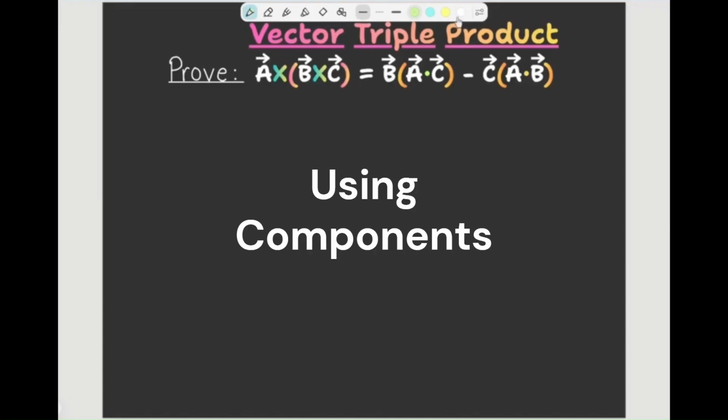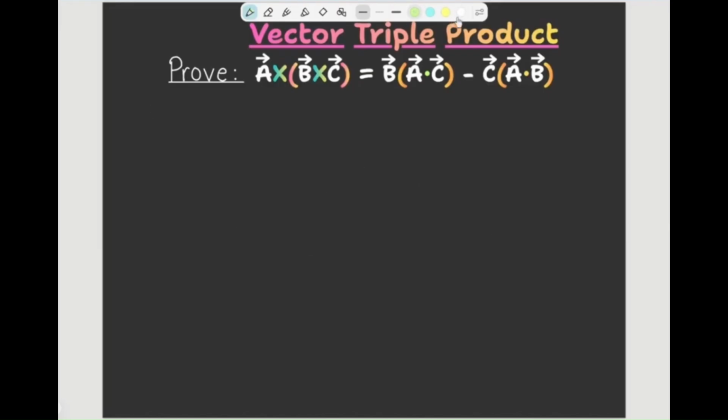I have already shown how to prove the vector triple product identity using the Levi-Civita symbol in another video. I will post the link for that video in the description of this video. Feel free to check it out. I think you will really appreciate the beauty and the simplicity of that proof after you have been through the proof presented in this video.